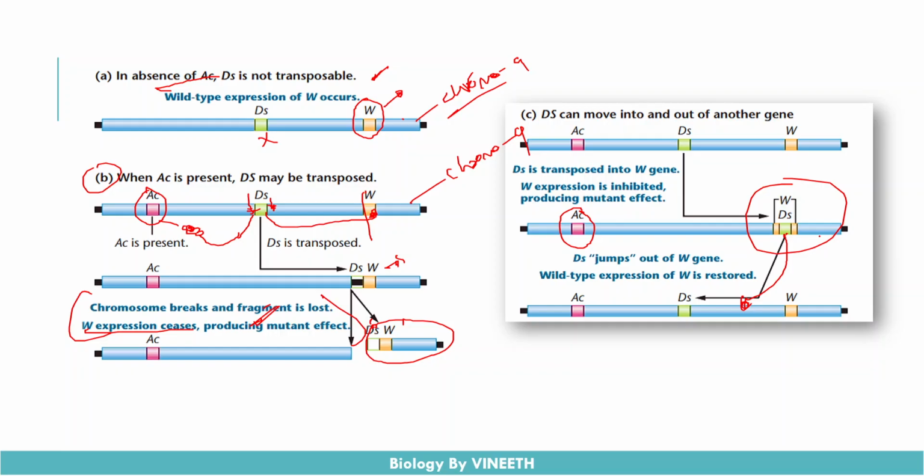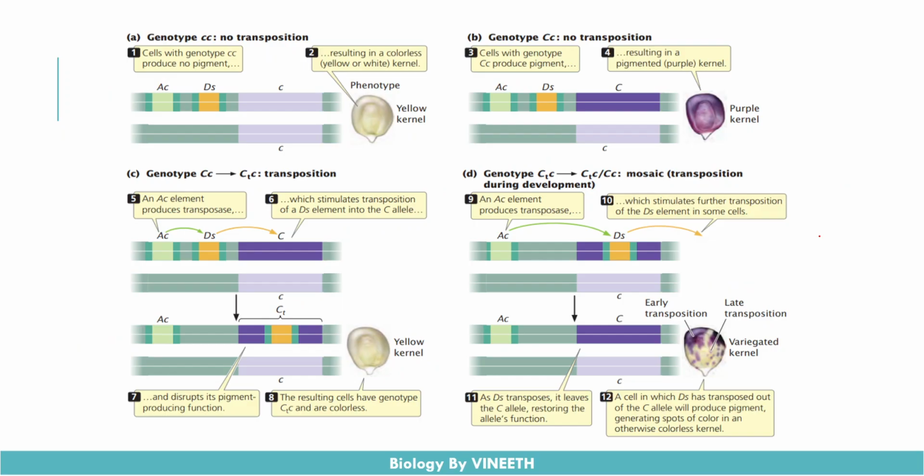So the DS element can move from one location to another on the same chromosome, or from one chromosome to another chromosome. This mobilization mainly happens in the presence of AC elements. So AC elements are the autonomous transposons, and DS elements are the non-autonomous transposons. So this is about the AC and DS elements, and here we have the color patterns. The genotype small c, or the homozygous recessive condition, represents no transposition activity happening, and since the condition is in the recessive form, you will have a yellow to white corn kernel.